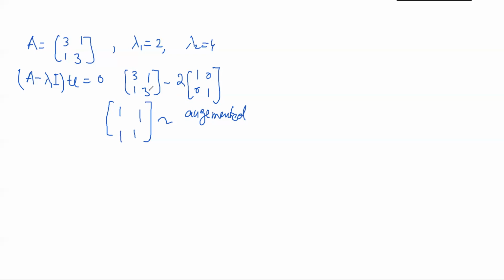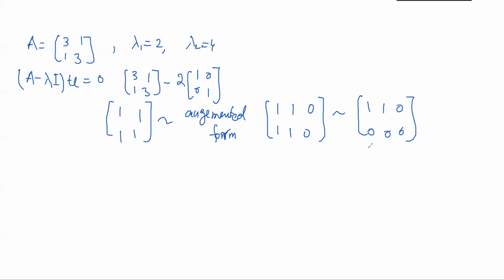It's 1. And then 3 minus 2 is also 1. So it is 1, 1, 1, 1. Okay, so the augmented matrix is augmented form. It will be 1, 1, 1, 1, and sorry, okay, I made a mistake. And then 0, 0. Okay, so this is the augmented form. So this augmented form will be now 1, 1, 0, and then 0, 0, 0. Okay, so we should get a solution from here.